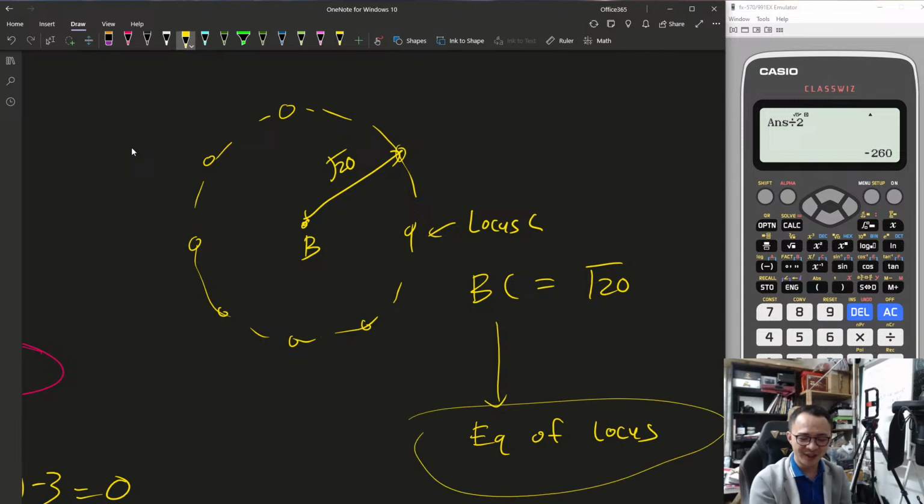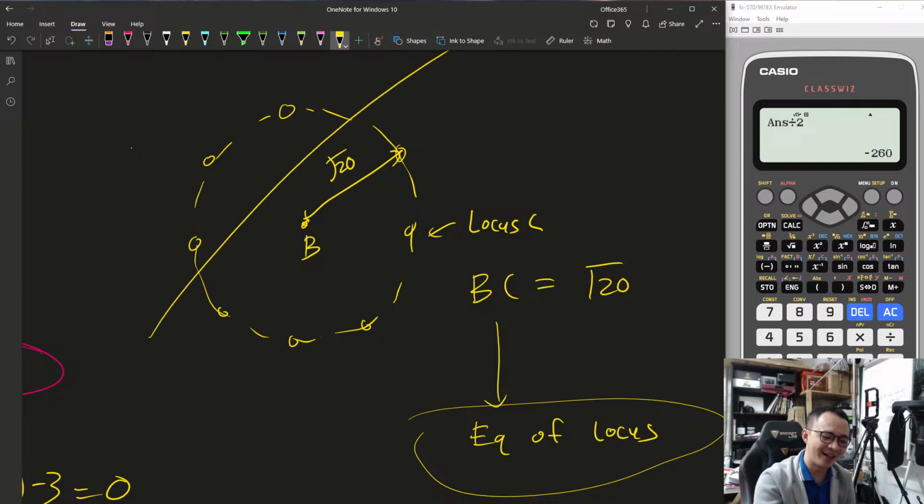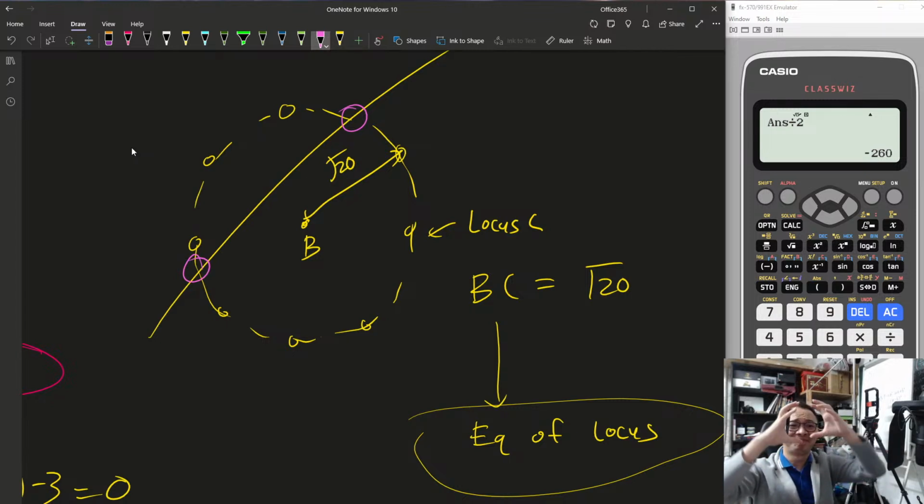But this equation of locus means C can be anywhere on the circle, so you have infinite coordinates of C. Therefore, in order to limit C to only two possible coordinates, you need any straight line passing through this locus. Locus you can just imagine as a moving point, or it's just the equation of a circle. So if I put any straight line passing through the equation of a circle, then I can get the two coordinates I want.